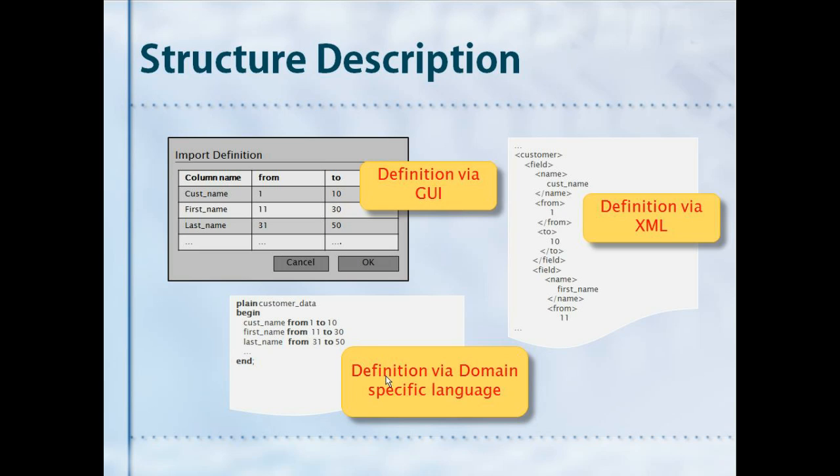The text table tool uses a domain-specific language. I think that combines the advantages of GUI and the file approach. It can be understood very easily and also handled as a simple text file. You have to introduce the description with the keyword plain, followed by an ID of the interface, and between begin and end you can list all the columns you have in your interface files, saying from which character position to which character position a single column spans.